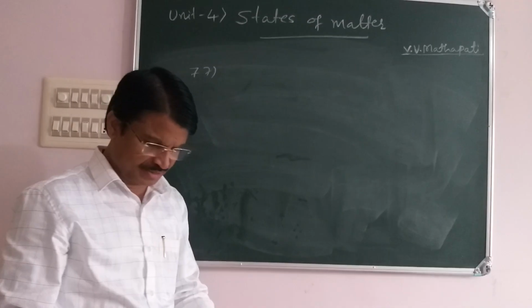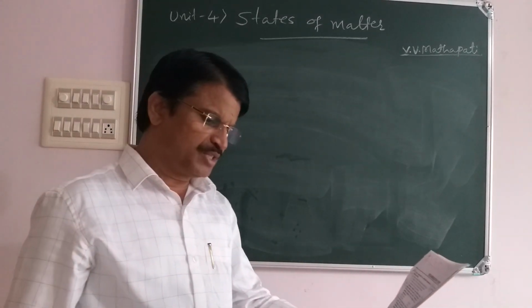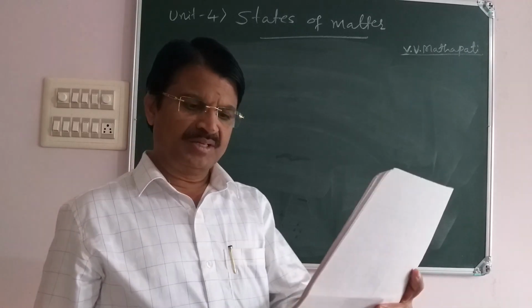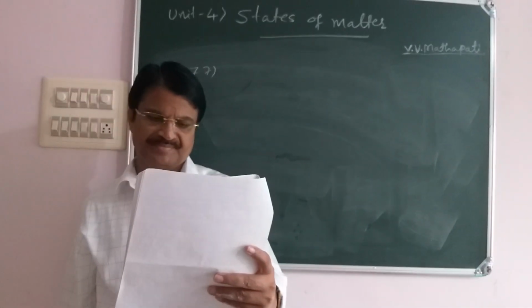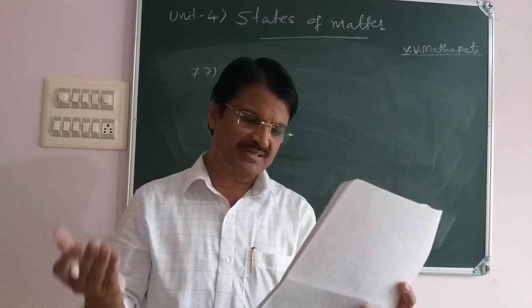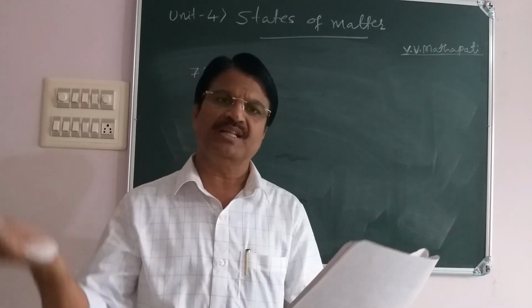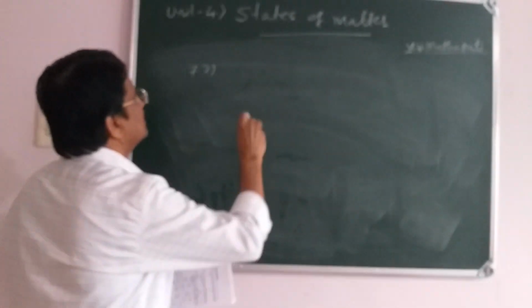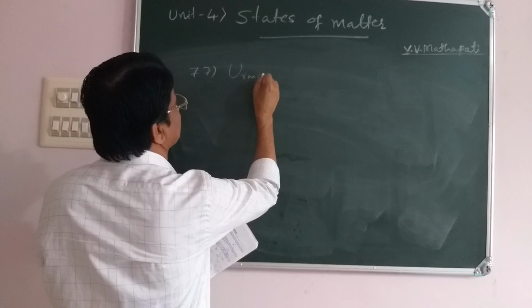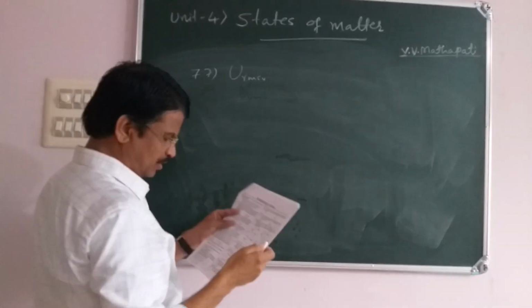Question number 77. The RMS velocity of 1 mole of a monoatomic gas having molar mass m is U_RMS. The ratio between the average kinetic energy of the gas and U_RMS is asked.